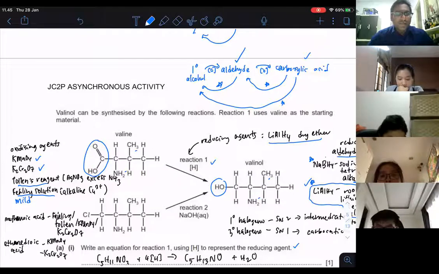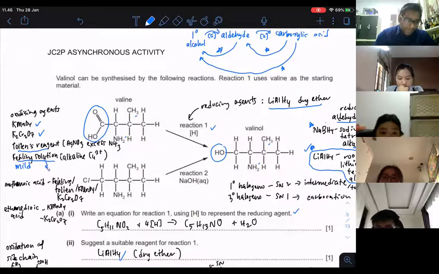Fehling solution, Cu2+ will become Cu+, which is going to be formation of copper(I) oxide. Copper(I) oxide is going to actually give you brick red precipitate. Okay, brick red precipitate, and this one also you will need to know, you need to warm the mixture. Okay, you need to heat. Okay, so these are the reactions that you need to know about mild oxidizing agent.